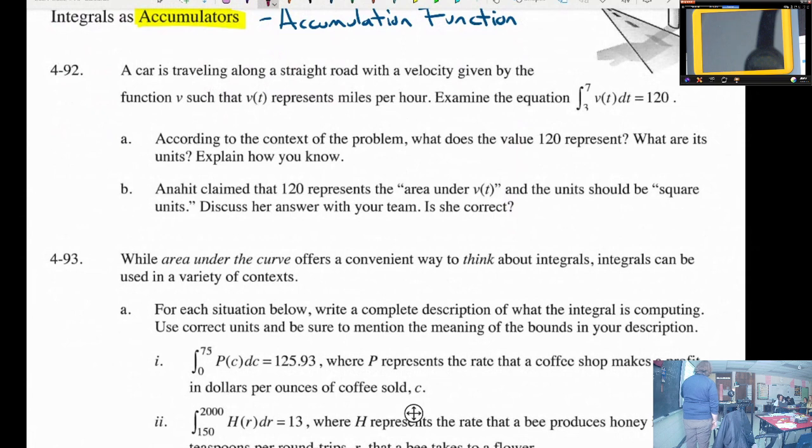Okay, 4.9.2. Cars, speaking of cars. A car is traveling along a straight road with a velocity given by some function v of t. All that matters is that the integral from 3 to 7 of that velocity is equal to 120. So, according to the context of this problem, what does the value 120 represent? What are its units, and explain how you know.